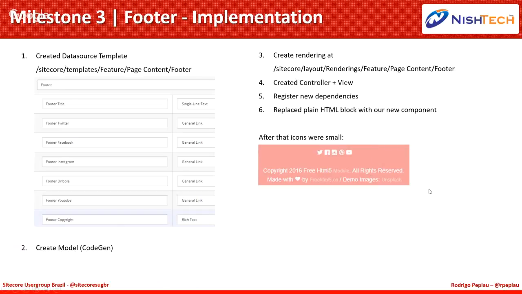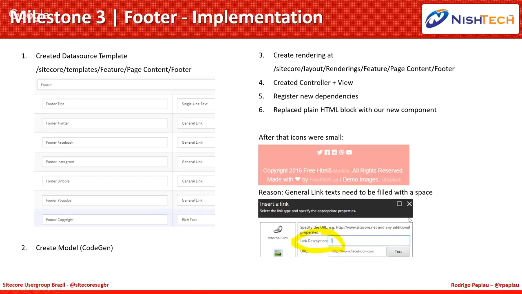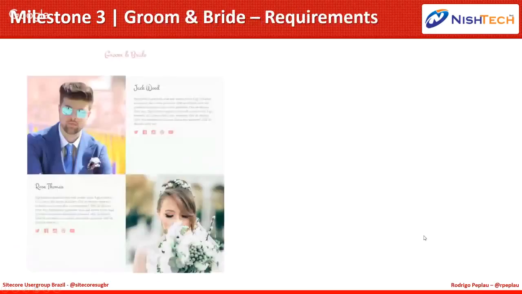This is because we are now in a dynamic component, a real component, not a HTML block. And we noticed that we were using a general link. As you can see here, all the fields were general link. And general link demands, actually, our CSS demands that your link has something inside. And I added a space, as you can see here, so it looks well again.